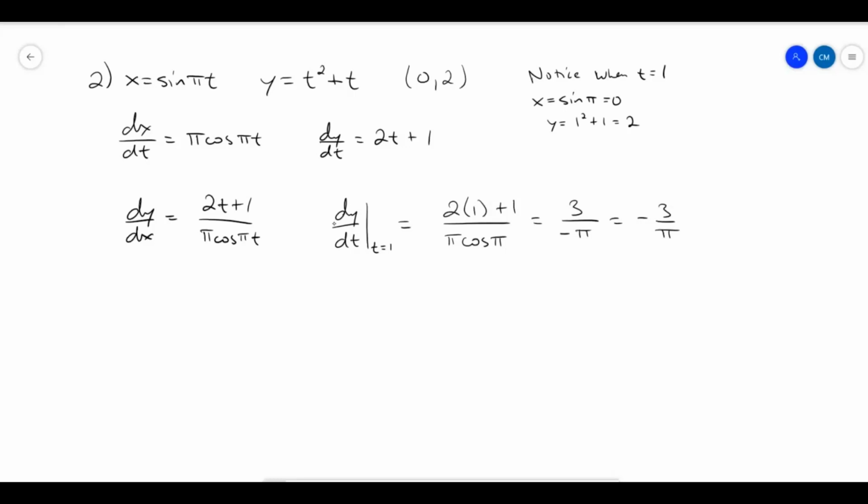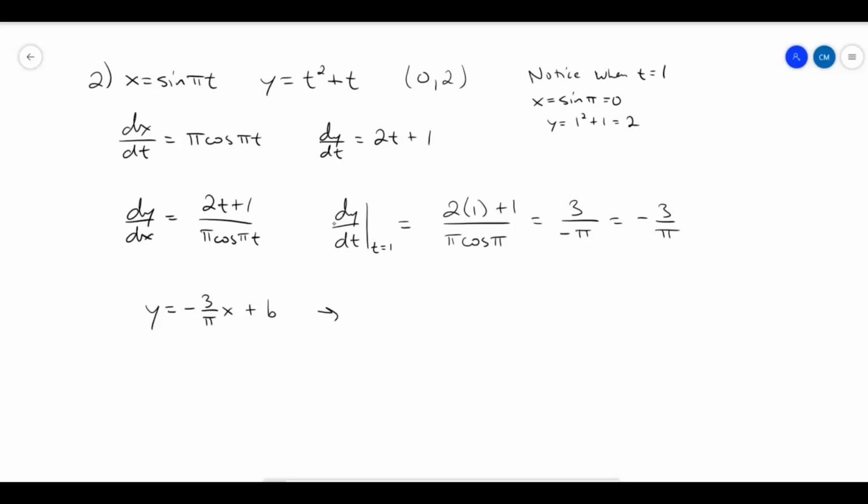And so what we need, though, is the equation of the tangent line. So we know now that we'll have a line with the equation y equals negative 3 over pi x plus b. And then we can find out what that b is because we know that this passes through the point (0, 2), right? And so when x is 0, y must be 2. That's the point that it goes through, right?